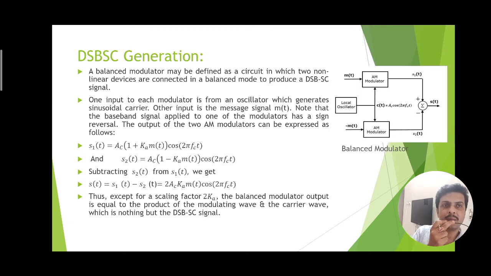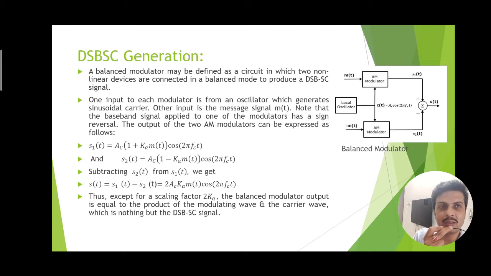The DSB-SC generation can be done easily using a balanced modulator in which two amplitude modulator circuits are used. The message is applied with two types of polarity: positive is applied at the top and negative at the bottom. The local oscillator is also fed to both amplitude modulators so that the carrier signal can be introduced in the modulated signal. If we take the difference of those two signals, the resulting signal has no unmodulated carrier.